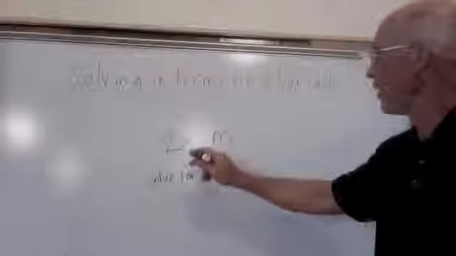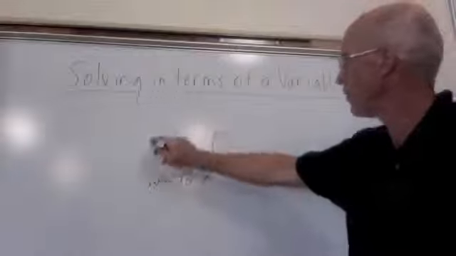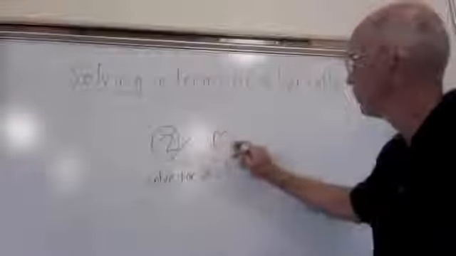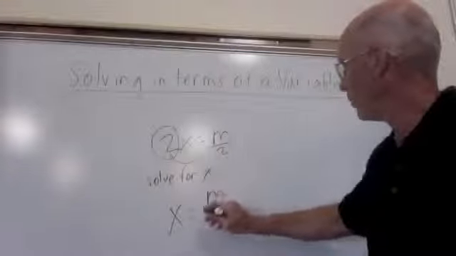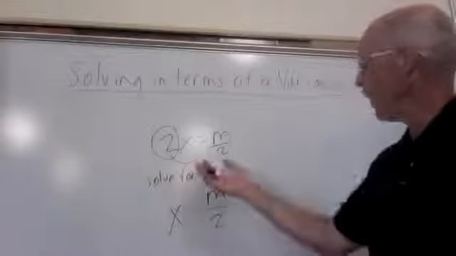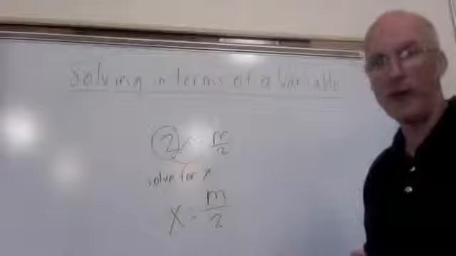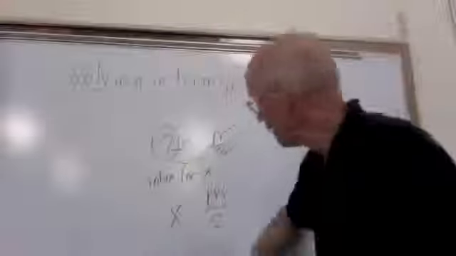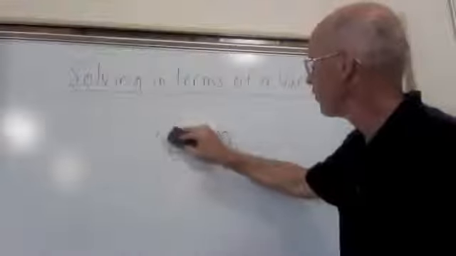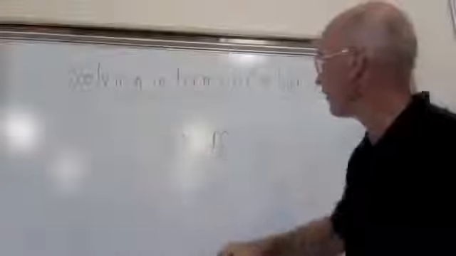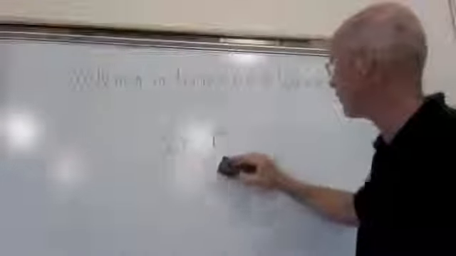So if we had 2x equals m, of course, to get x by itself, I'm going to divide by 2, and x equals m divided by 2. That's solved in terms of x. You could go the other way, and if they said solve in terms of m, well, that would be a very simple problem because you already have it in terms of m.